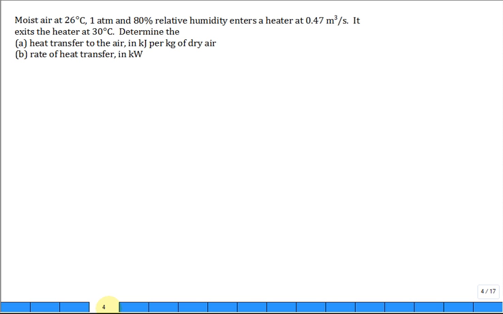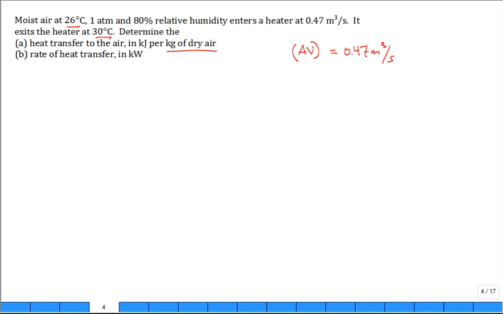So moist air at 26 degrees C and 1 ATM and 80% relative humidity enters a heater with a volumetric flow rate, I'll call that AV for volumetric flow rate, 0.47 meters cubed per second. It exits the heater at 30 degrees C, so it went from 26 to 30. It's being heated. True? Determine the heat transfer to the air in kilojoules per kilogram of dry air.